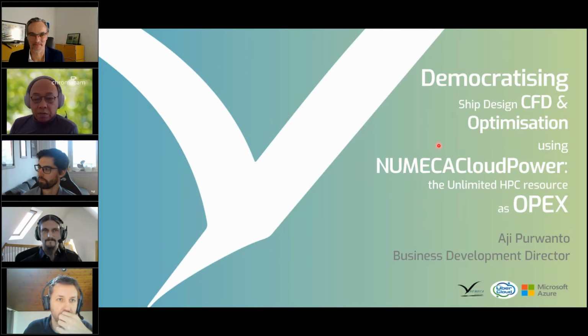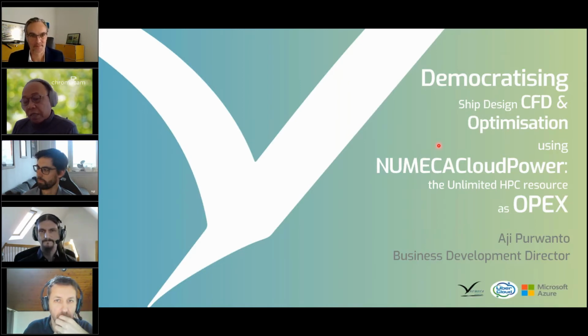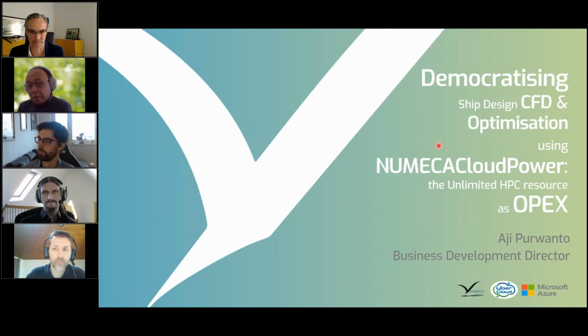This is part of where we will see how we would like to give access to CFD and optimization to everybody, so everybody can do simulation, everybody can optimize. And this is what you will see in this part: democratizing CFD and optimization using NUMECACloudPower. This is unlimited high performance computing resources, and then you can now start thinking of using your operating expenditure rather than capital investment.